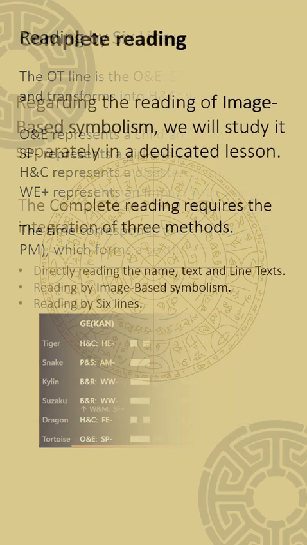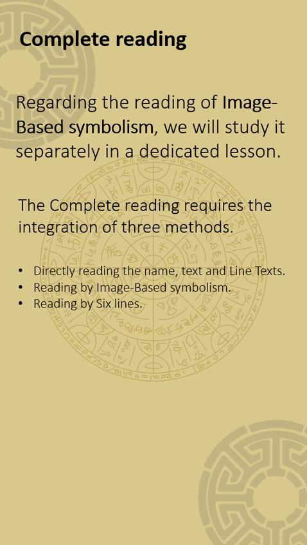Complete reading. Regarding the reading of image-based symbolism, we will study it separately in a dedicated lesson. The complete reading requires the integration of three methods. Directly reading the name, text, and line texts. Reading by image-based symbolism. Reading by 6 Lines.